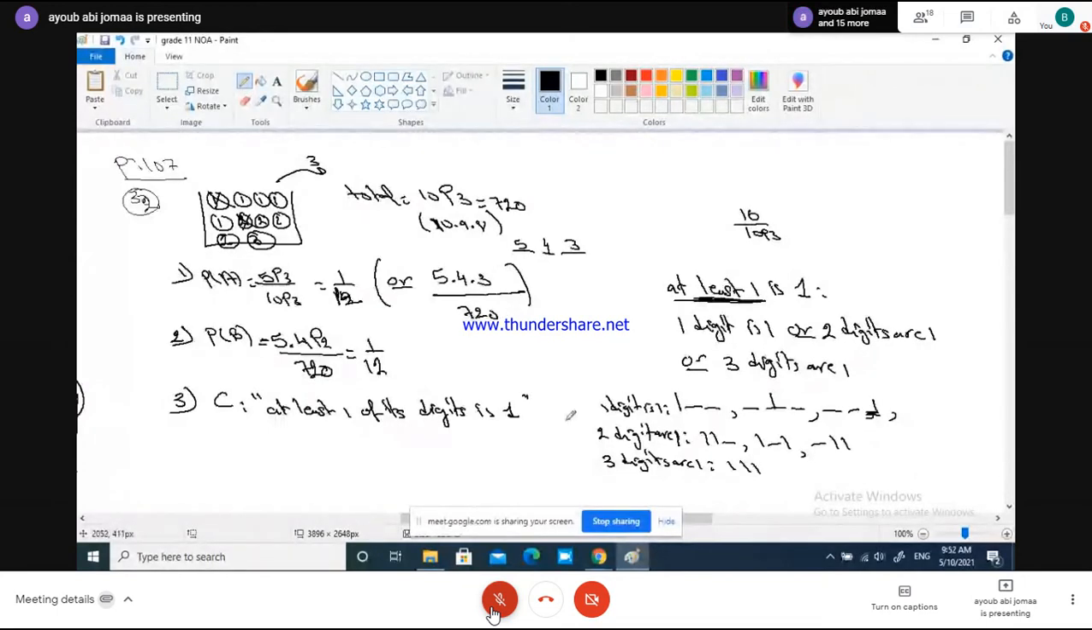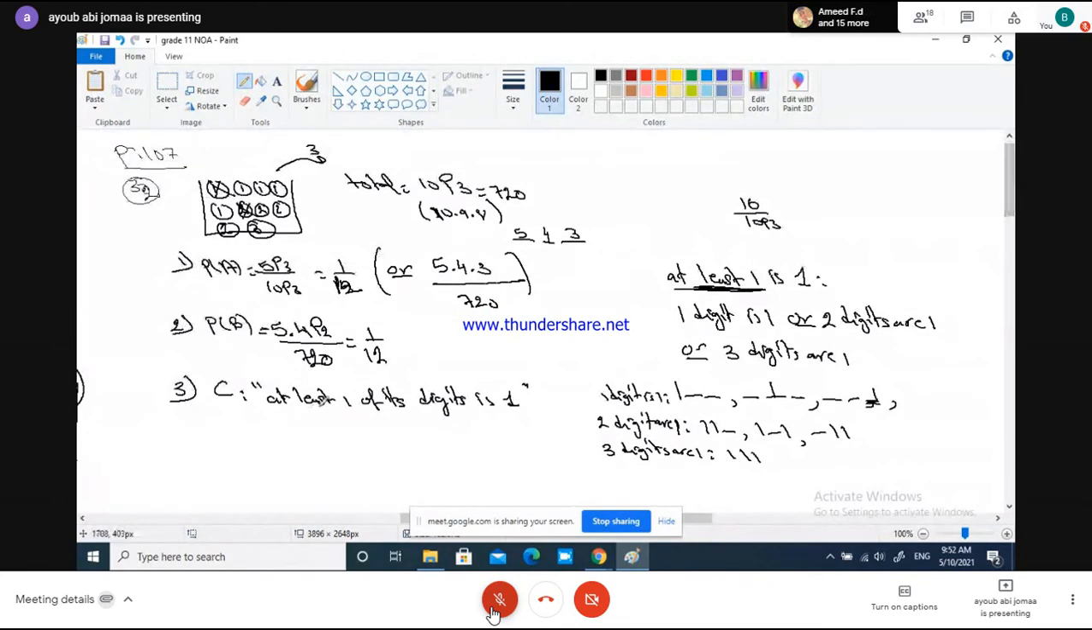In order to find the probability of this event, I have to find the probabilities of each. I will write them and tire myself with them, but surely there must be another way. But until you are convinced by the other way, I want to tire you with these, so you see that the second way is much easier and get used to it. So at least one digit is 1. It means one digit is 1, which is 1 then another, or 2 digits are 1, which is 1 1 then a number, or 1 then a number then 1, or a number 1 1.